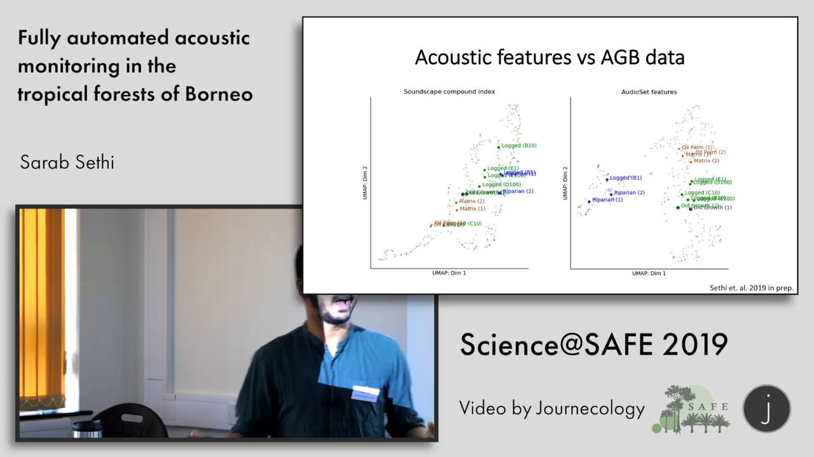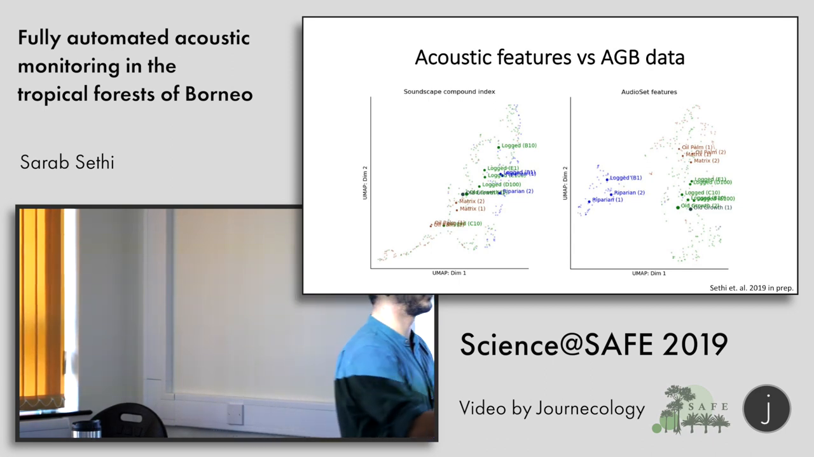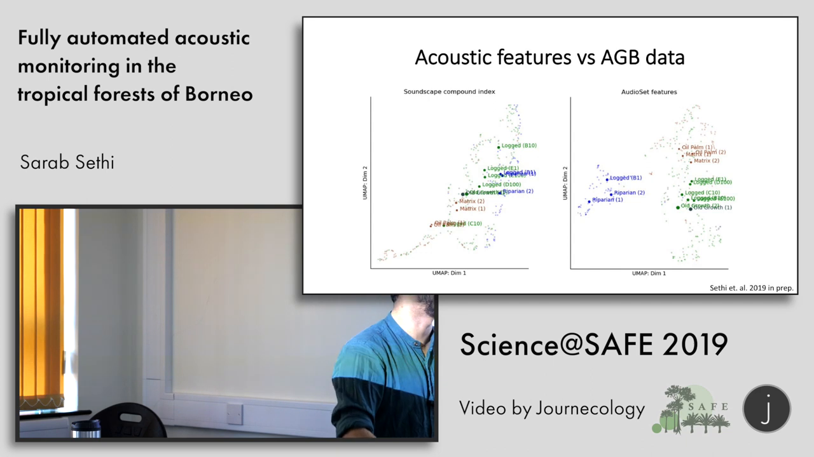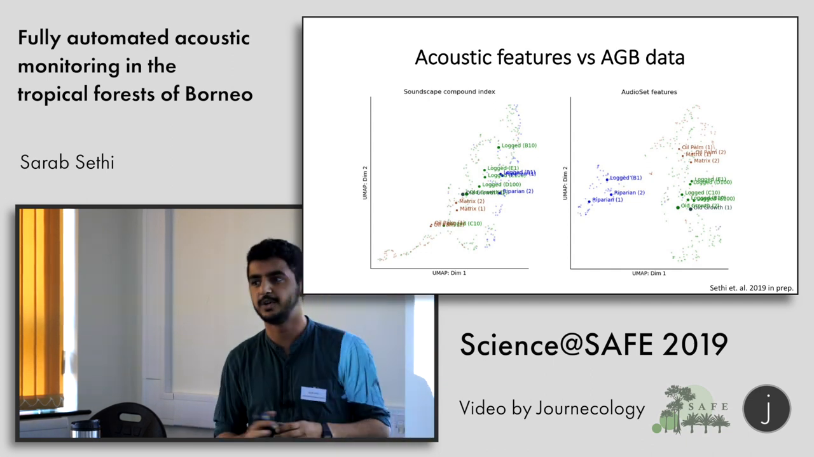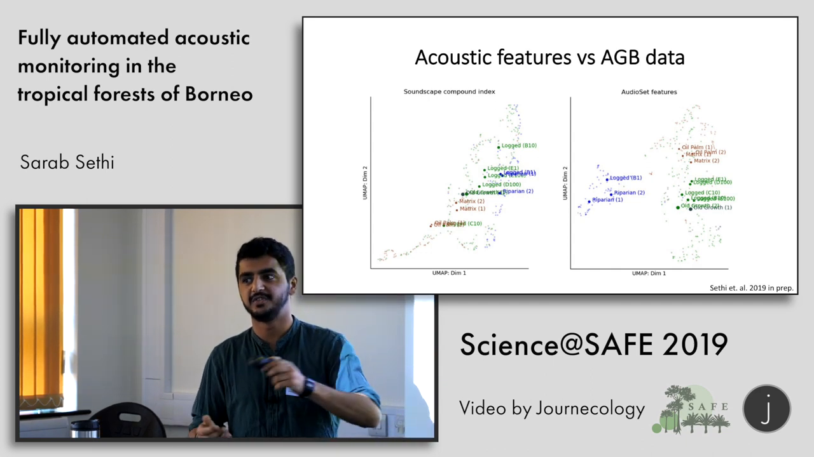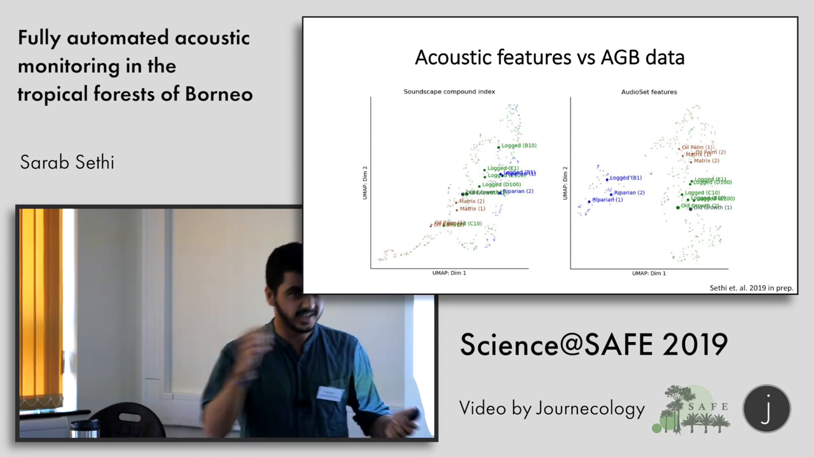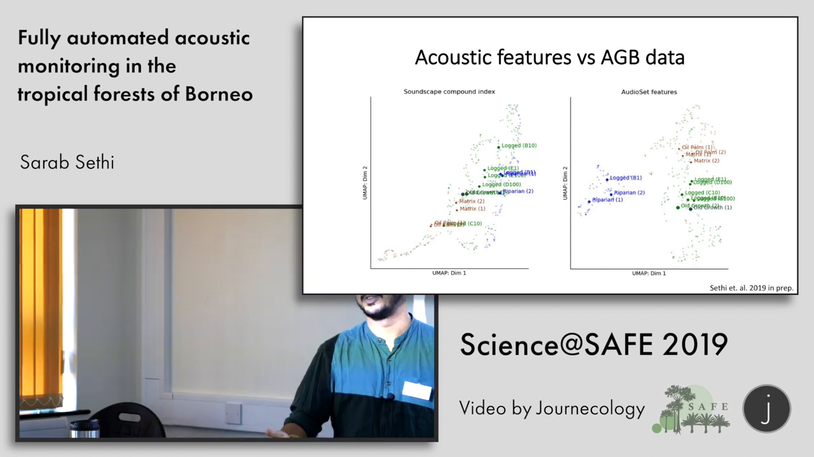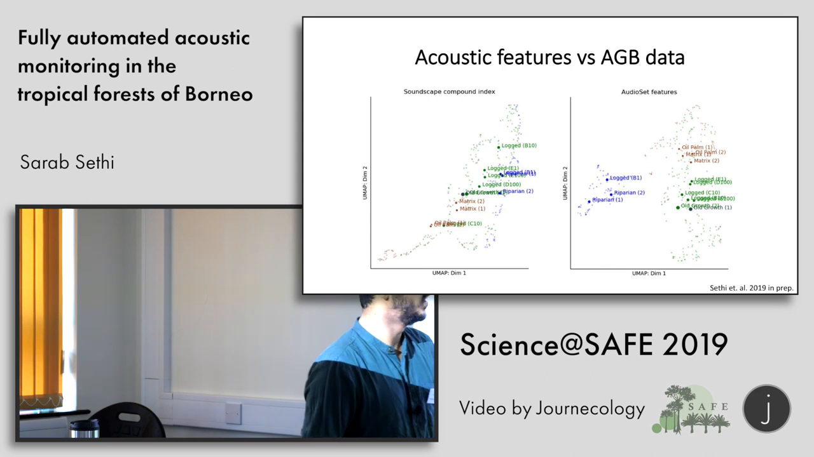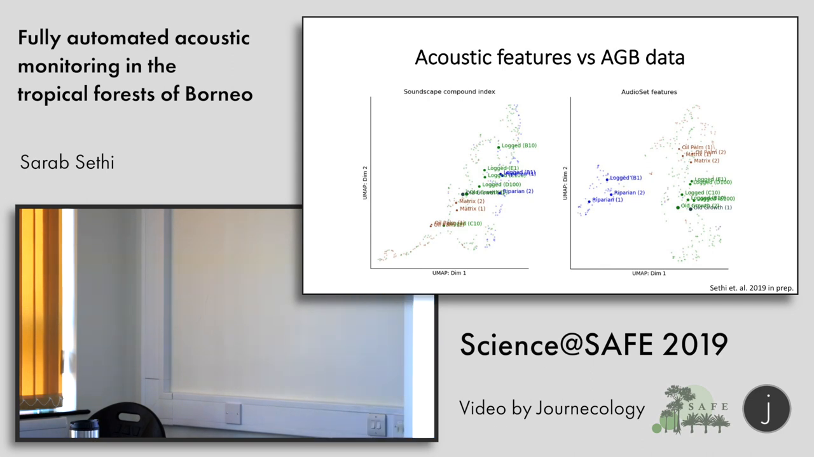Then we just took our 24 hours of data from each of our sites with these machine-learned features, and we did a reduced dimensionality plot. UMAP is a better version of t-SNE, which is a better version of PCA. It's just a reduced dimensions of the 128 features at each site, and the size of each dot here corresponds to the above ground biomass of the plot.